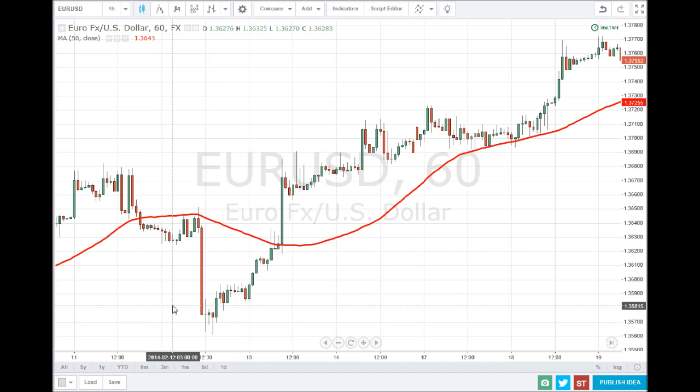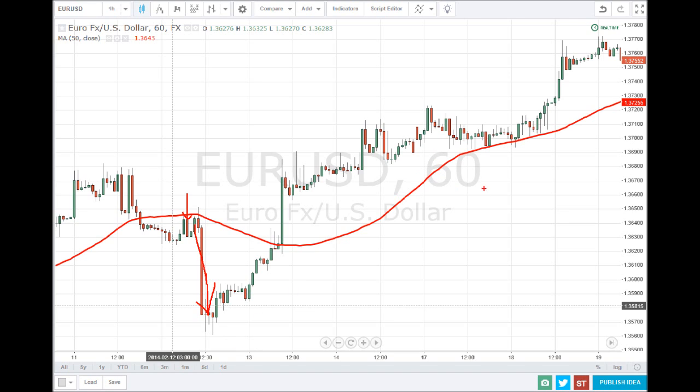Now, how can we trade dynamic support and resistance? In our previous video, I mentioned that pin bars and engulfing candles are great signals to trade areas of support and resistance. You'll notice that we have an engulfing candle here. If we went short, we could have profited as price went on the downside.